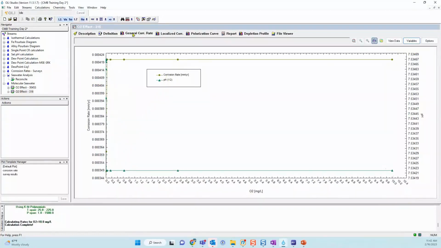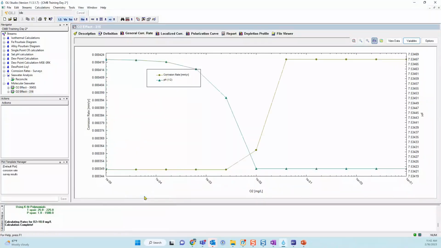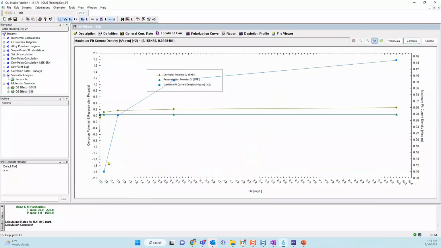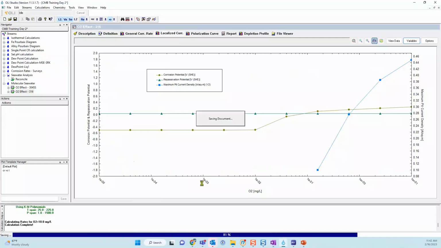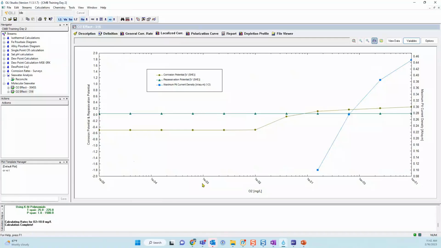And I can always go back to my original general corrosion rate. I have to put it in the logarithmic scale. Again, very low corrosion rate values. I do see now that at 0.2, more or less at the same concentration of oxygen, it is still susceptible to localized corrosion. So I don't think it's a good idea, right? It's not a good idea to use 316. So maybe we can go to a little bit higher or a better alloy.